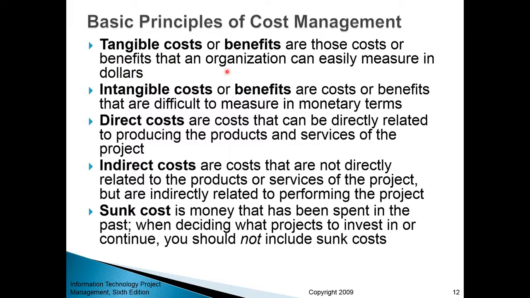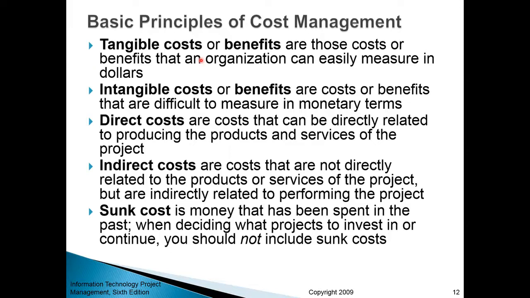Those are costs or benefits that an organization can easily measure in dollars. Most managers are good at understanding those, right? So a tangible cost or benefit is something that can be easily seen or measured. For example, if your project involved purchasing software licenses amounting to $100,000, that's a tangible cost because you can easily see and measure that cost. You know how much money you spent.